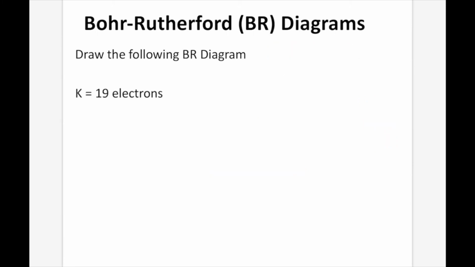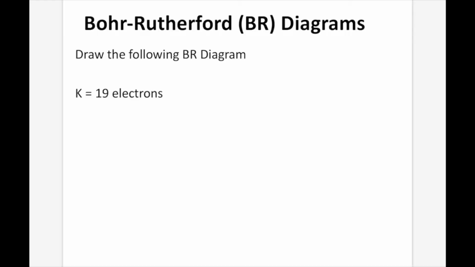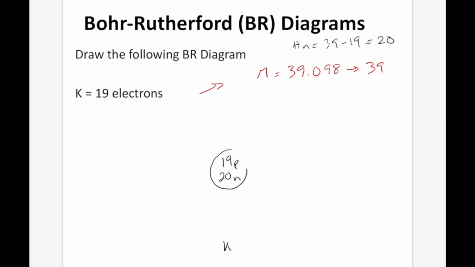One more time, I want you to pause the video and draw the Bohr-Rutherford diagram for potassium. Now the mass of potassium is 39.098, and we're going to round that to 39. We're going to write K underneath because that's the symbol for potassium. We're going to write 19p, and we're going to write something n. How do we figure out the number of neutrons? That's going to be 39 minus 19, which is equal to 20. So 20n. And then we're going to draw our nucleus.